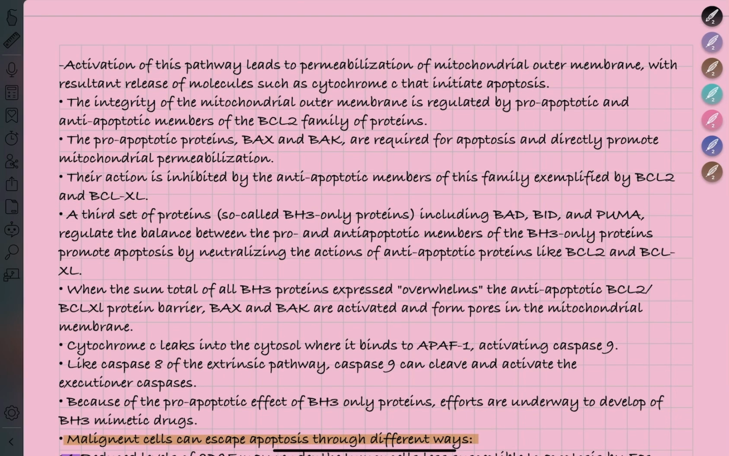There is a third set of proteins that are called the BH3 only proteins. They're called BAD, BID, and PUMA. They regulate the balance between the pro and the anti-apoptotic members. How does it regulate this balance? By its number. When the amount of BH3 proteins expressed is high, this means that I'm going to activate the pro-apoptotic members and inactivate the BCL2 anti-apoptotic members. So it's just something that depends on the number of proteins of the BH3 family. That's how it regulates and balances them.